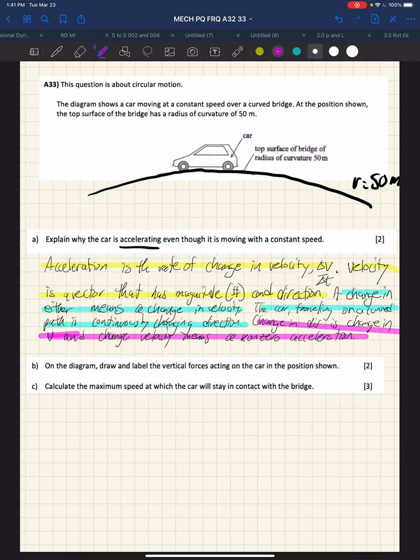Question B, we're asked to draw and label the vertical forces acting on the car in the position shown. And this is where we want to be careful. So we start out, and we've always had our ubiquitous gravity, the force of gravity. So remember, we treat everything as a point object. And so we go from the center of the object, and that is the force of gravity.